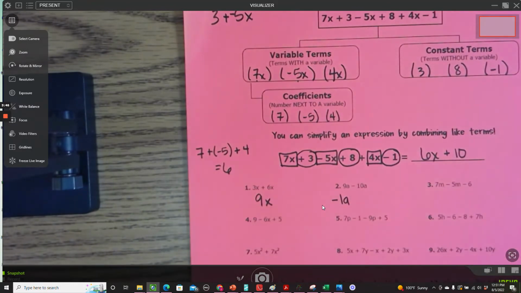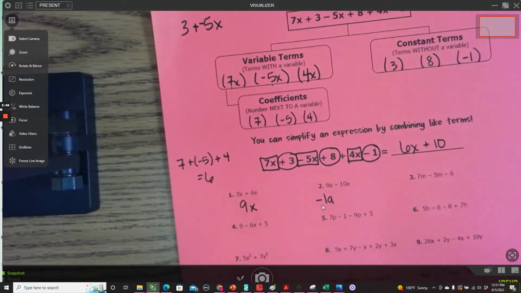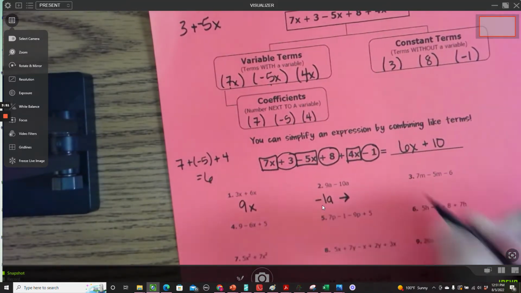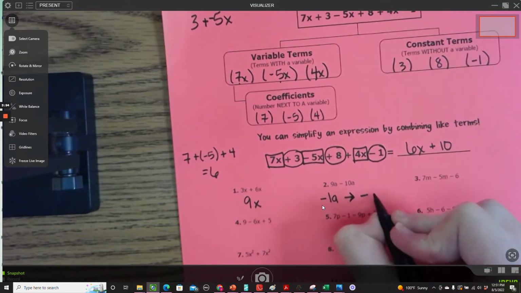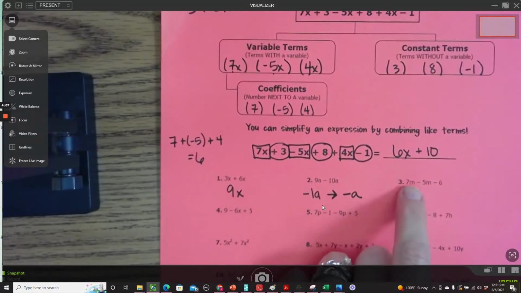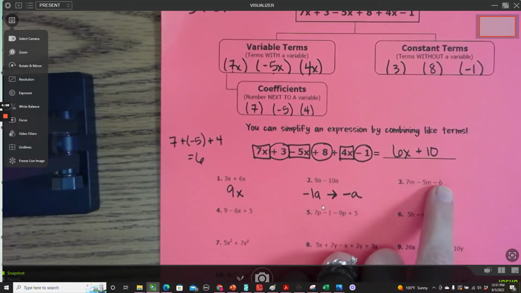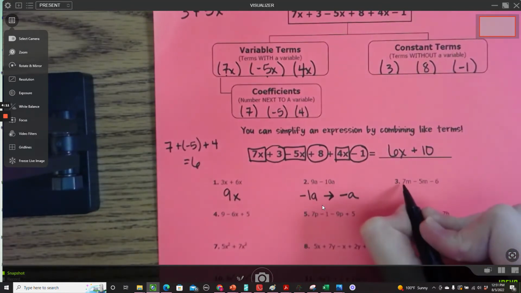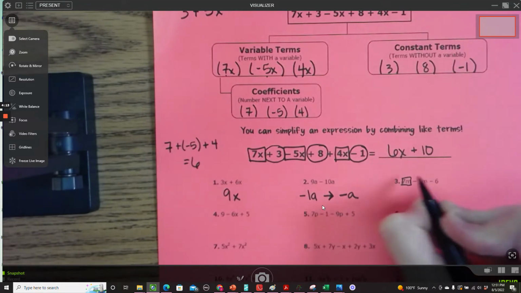But we have another rule in algebra that's called invisible math. We don't like to put this 1. So what we do instead is we make that 1 invisible. We keep the negative sign and we put an a there. Anytime that you see something like a negative x, or even just an x, you need to know that there's an invisible 1 in front of that. All right, 7m, 5m, minus 6. My like terms here are the 7m and the negative 5m.